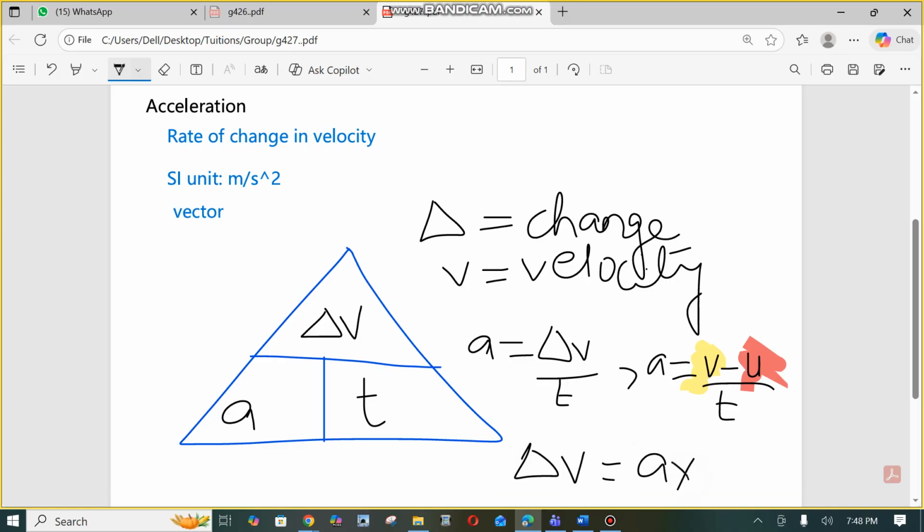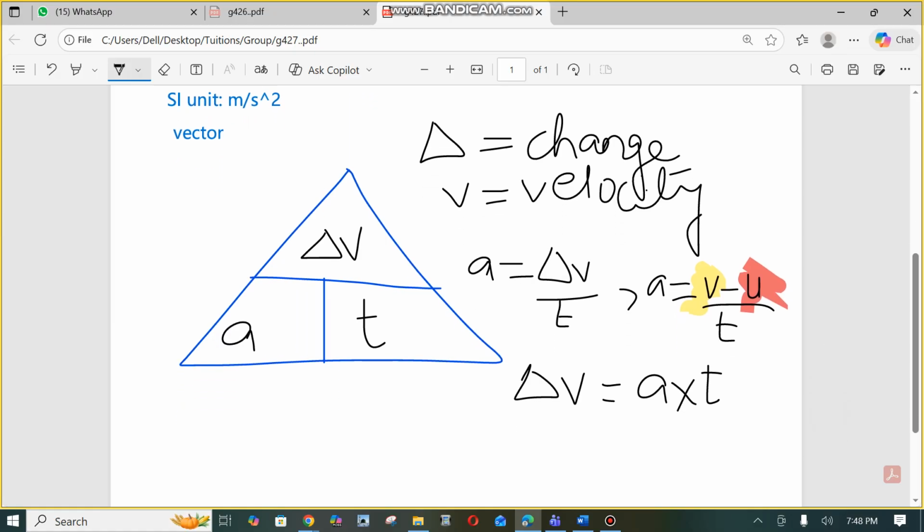And this brings us to the fact that if I have to calculate the change in velocity, then I just multiply acceleration and time, and to find the time given the velocity and acceleration, it's change in velocity divided by the acceleration. So these triangles and formulas are very important.